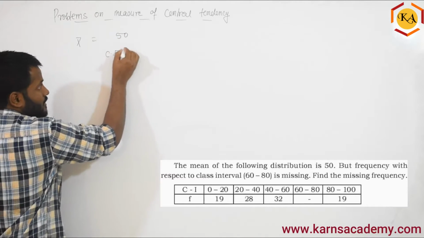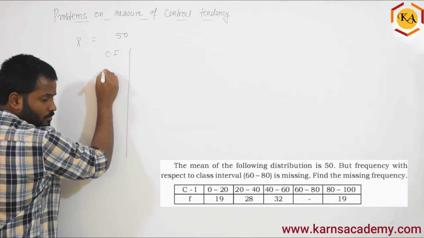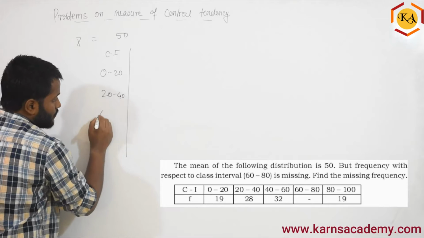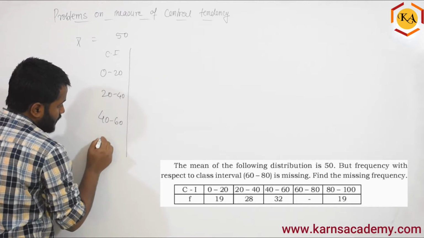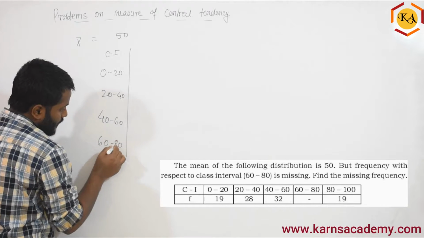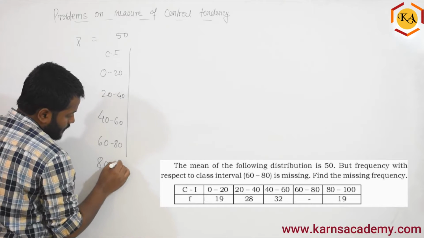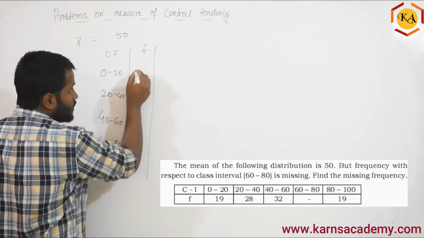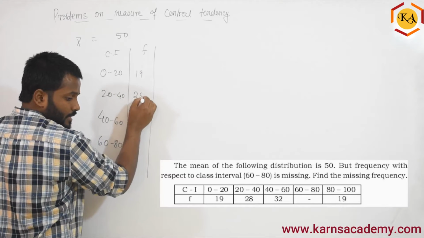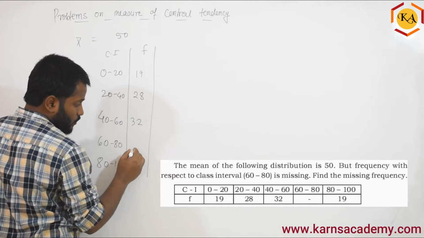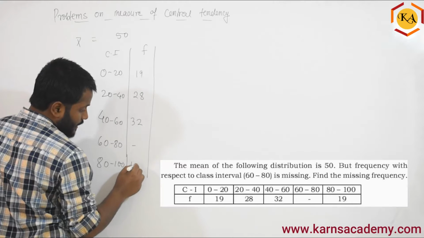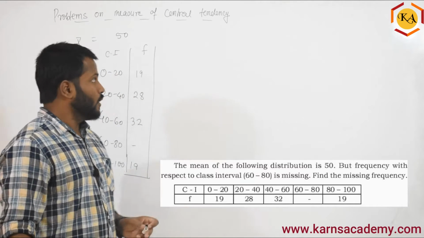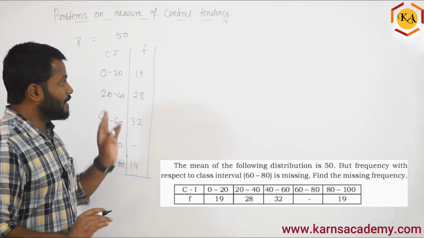They have given the data, that is class interval, which is 0 to 20, 20 to 40, 40 to 60, 60 to 80, and 80 to 100. Then they have given the frequency, which is 19, 28, 32, one is missing, and 19. This is what they have given. Now first thing, mean value they have given.